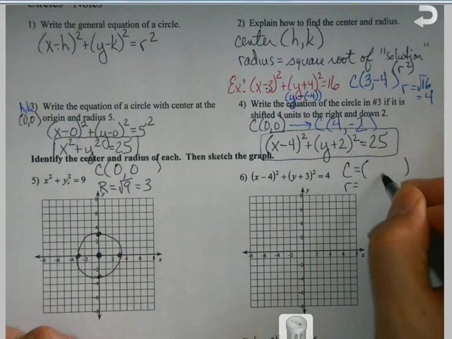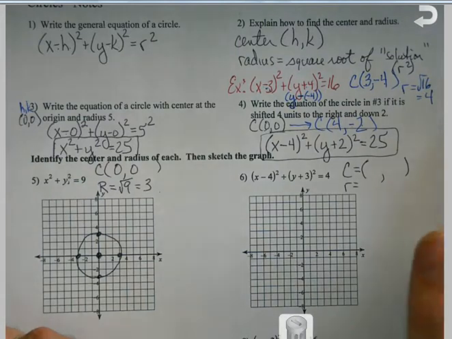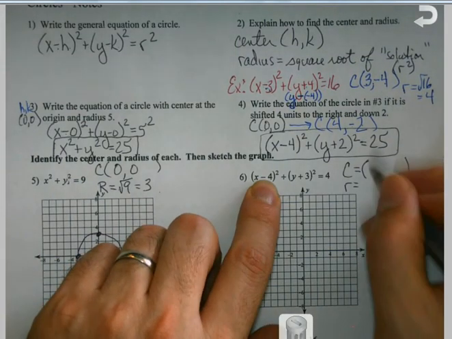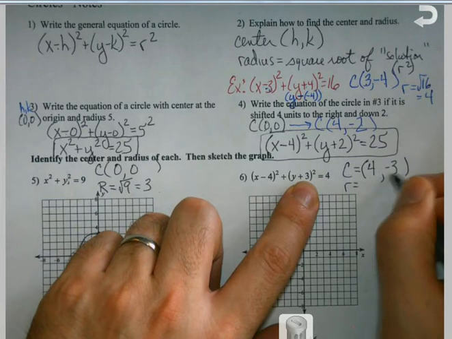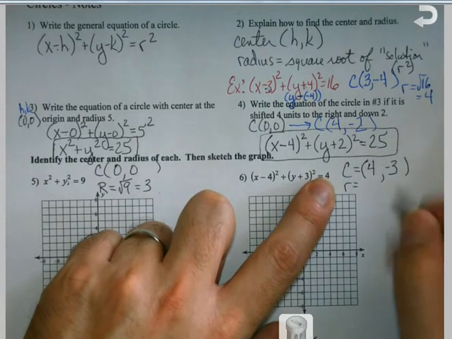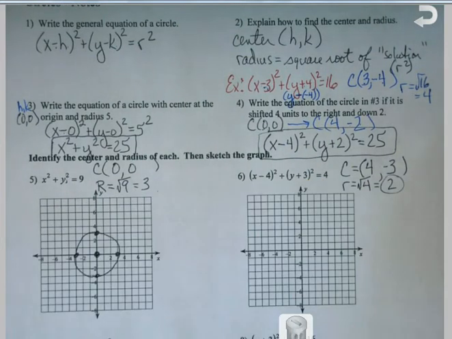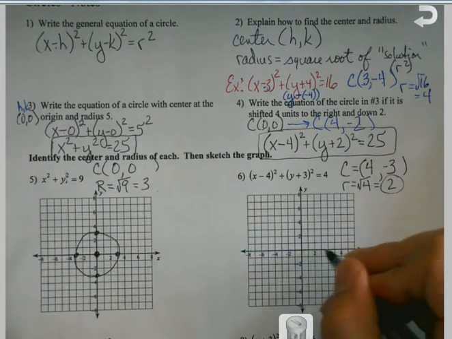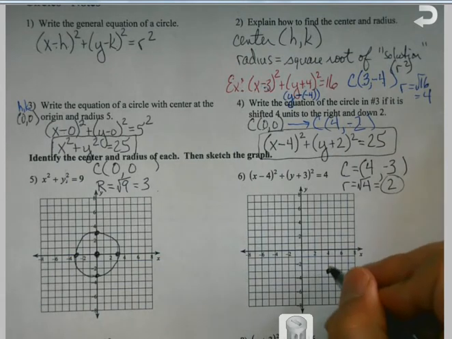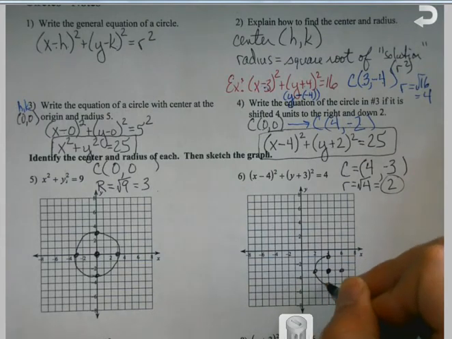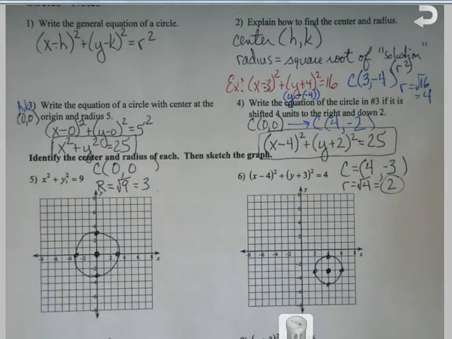What's my center going to be in number 6? Okay, right. Just think opposites. 4, negative 3, and then what about my radius? Square root of 4, which is 2. And then again, the order is going to be the same. Plot your center first. So right 4, and down 3. And my radius is 2, so I'm going to go 2 units each direction. And make myself a circle.